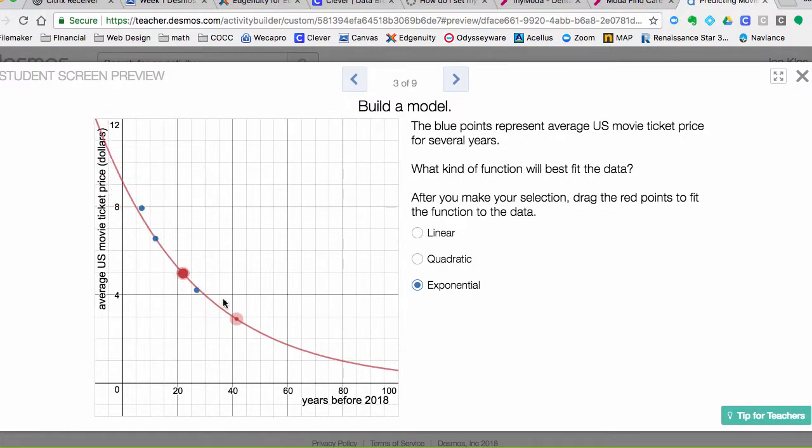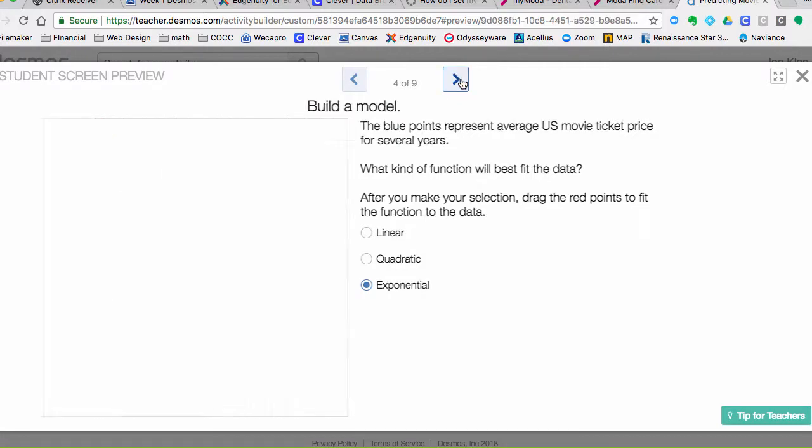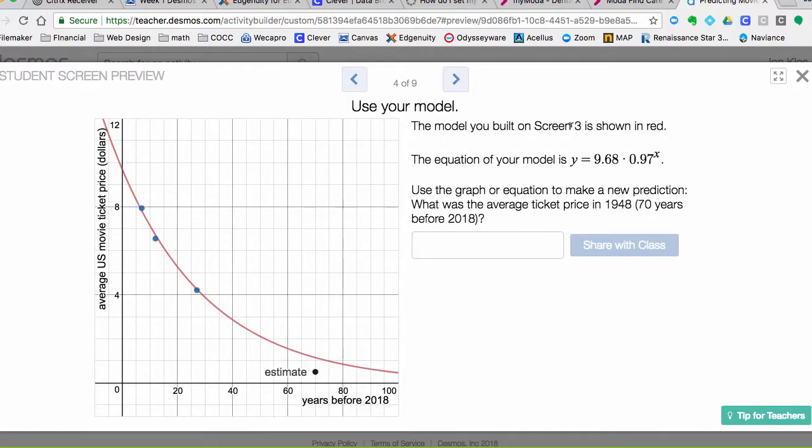You're welcome to try a linear one or a quadratic one. I'm going to do an exponential one. I'm going to call that pretty good. There's my model that fits the 3 data points that I have, and I've now got a mathematical model. The model you built on screen 3 is shown in red, and it's giving me the actual exponential function. 9.68 is my starting value. 0.97 is what I'm multiplying by over and over and over again.